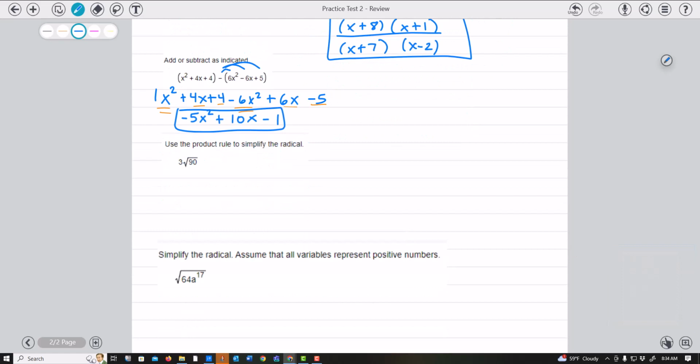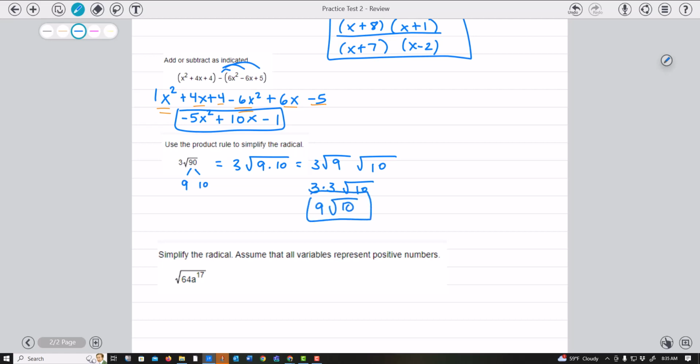All right, next, use the product rule to simplify the radical. So what we're looking at is this 90. And I want to pull something out that's going to be a perfect square. How about 9? So I could rewrite this as the square root of 9 times 10. And I can even rewrite that with the product rule as the square root of 9 times the square root of 10. Well, the square root of 9 is 3. Can't do anything more with the square root of 10. And so I get 3 square roots of 10.